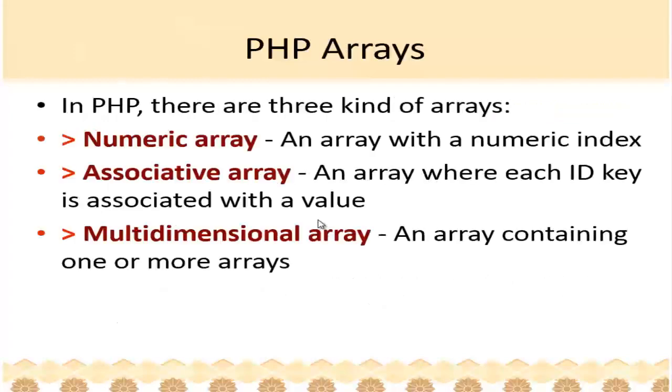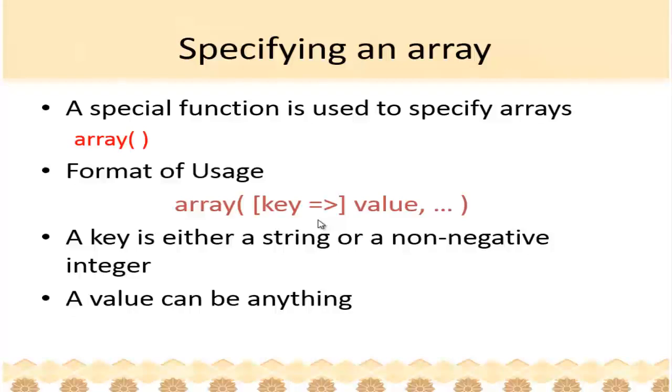There are three kinds of arrays: numerical array, associative array, and multi-dimensional array. A numerical array is something that has the index as numbers. An associative array is one wherein you give names for the indexes, and these indexes are usually called keys. It is called associative because when you supply a key, the key is mapped to the value, so there is an association between a key and a value. The next one is a multi-dimensional array, that is, we have more than one dimension within an array.